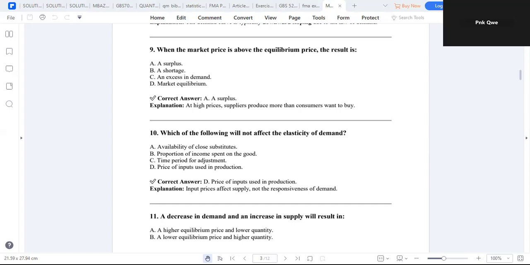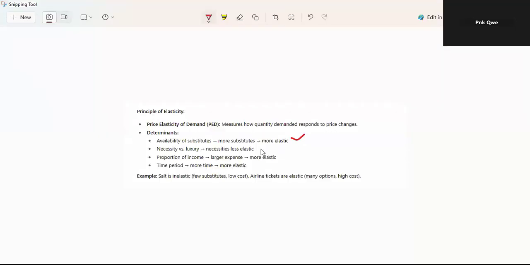They are very important to know. Number one, determinants of elasticity include how many substitutes you have. The more substitutes, the more elastic. Number two, whether it is a necessity or a luxury. Necessities are usually less elastic, whereas luxuries are more elastic. Then the proportion of income. If you have a larger expense, you become sensitive to spending. And the time period: if it's short, you are inelastic. If it's long, you are elastic.